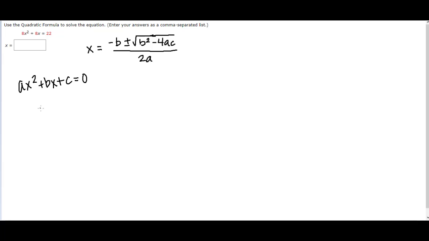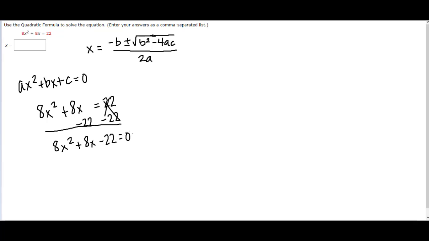Now in this question that we're working here, we have 8x squared plus 8x equals 22. Be careful on a question like this, c is not 22. We need to get this 22 over to the left-hand side and have 0 on the other side before we can begin the quadratic formula for this question. Alright, so we get 8x squared plus 8x minus 22 equals 0.